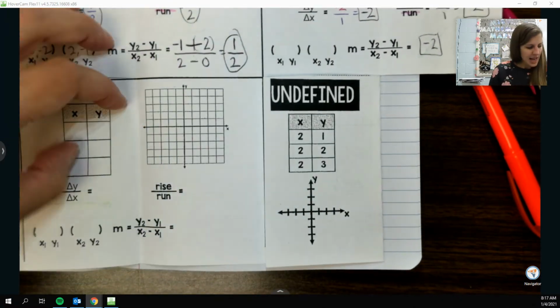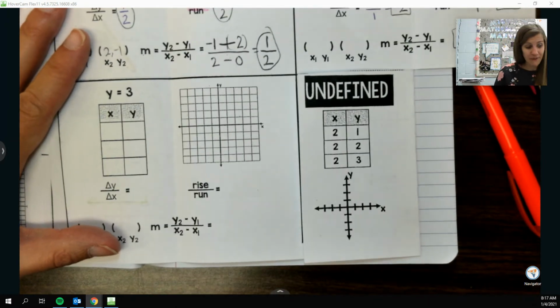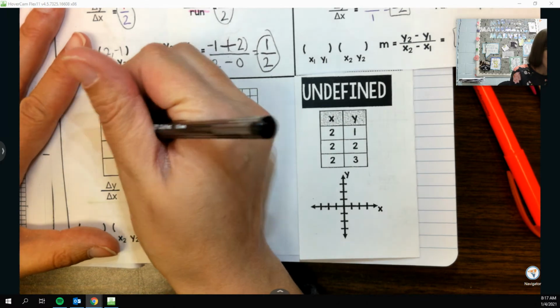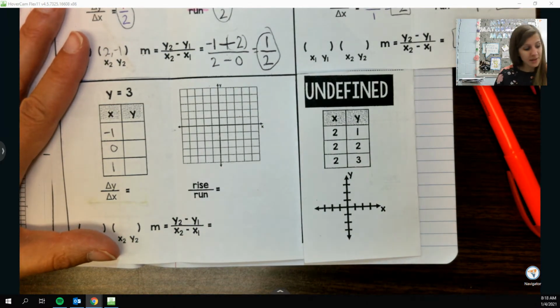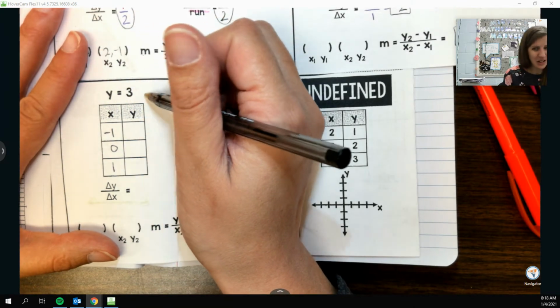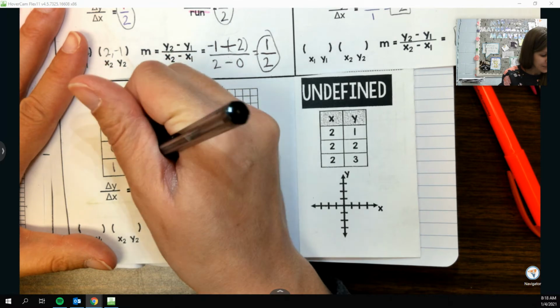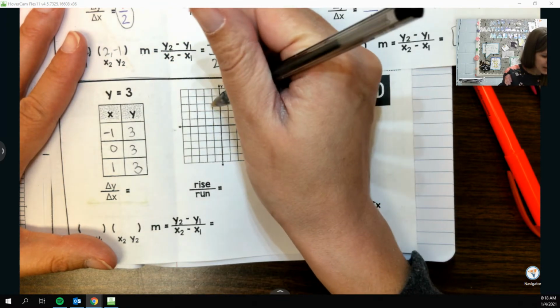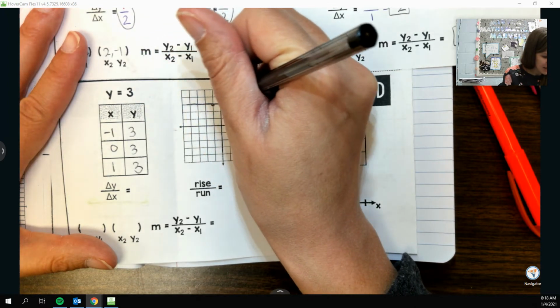And the reason for that is, I can pick whichever values I want for x here. So I'm just going to go with negative 1, 0, 1. So I have some negatives, some zeros, some positives. And no matter what, there's no x for me to plug in here. Y is always going to be 3. So no matter where I go, y will be 3, giving me this horizontal line.